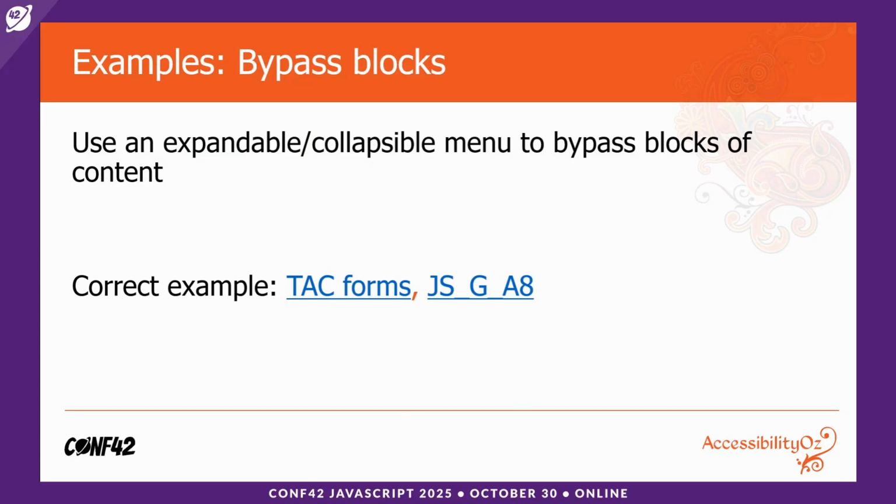Next, we're going to talk about accordions. This is actually a requirement under bypass blocks, which is to use an expandable collapsible menu to bypass blocks of content. And I'll show you a couple of examples.